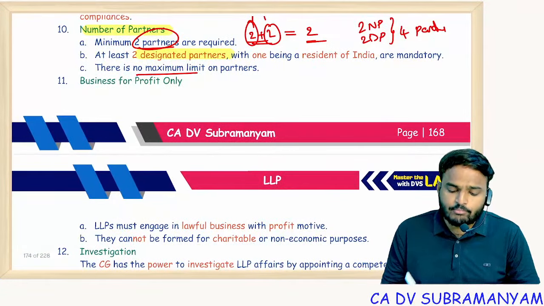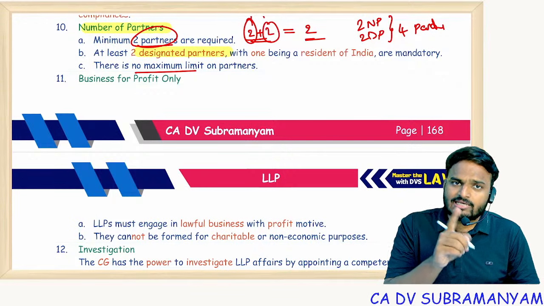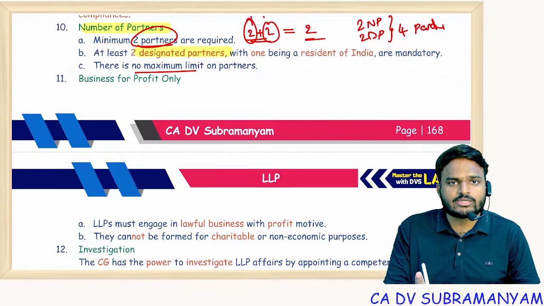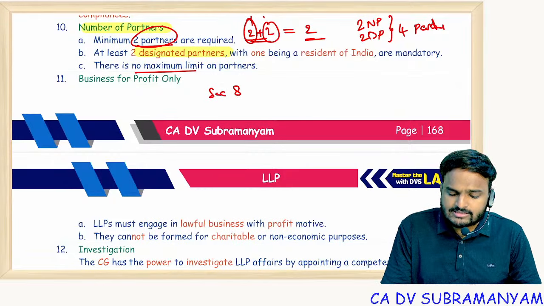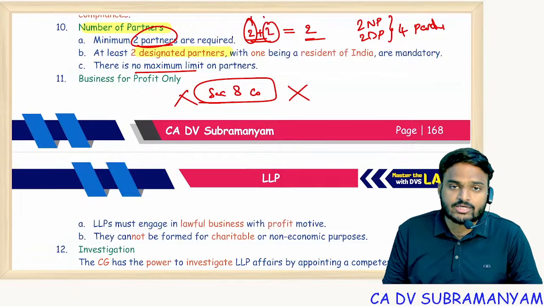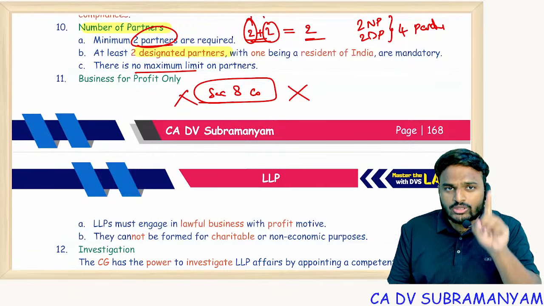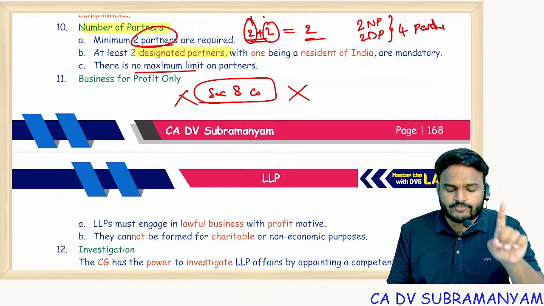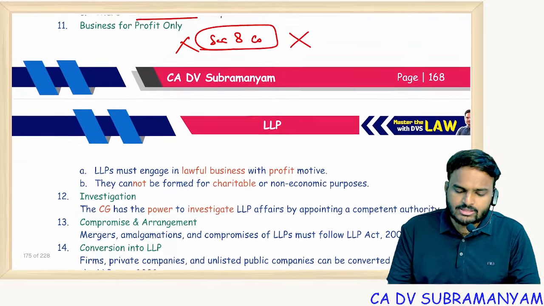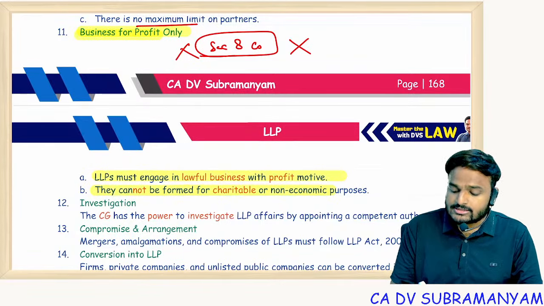And business for profit only. See, partnership is for business only. Similarly, LLP is for business objects only. There is no concept of a Section 8 company in LLP. Section 8 company is with charitable objects. But coming to LLP, there will be no charitable objects, only one object: business object, profit motive. Remember this point. This is an exceptional point.